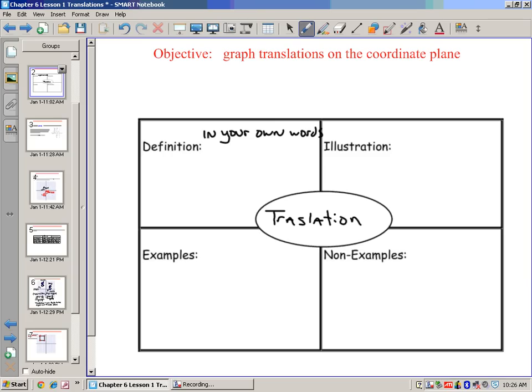Okay, and then the second one, you're not going to do an illustration because that's what you're going to do at the bottom 2 boxes. So I want you to list 3 characteristics about translation. What can you think of, 3 characteristics about a translation? Then I want you to draw one example, and then I want you to draw one non-example of a translation. And once again, we'll go over those in the morning. Okay, and this concludes lesson 1.